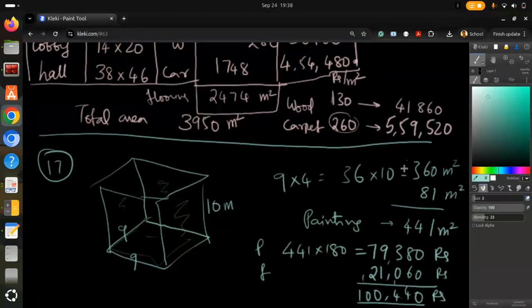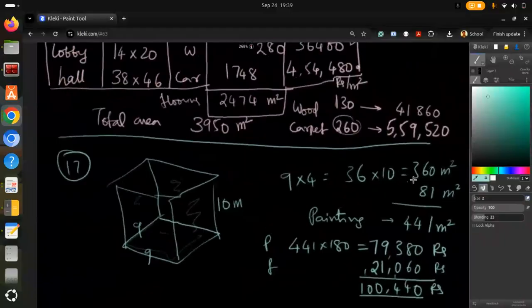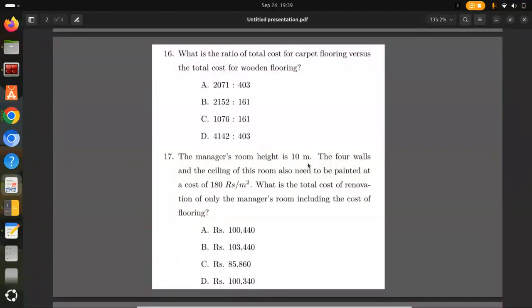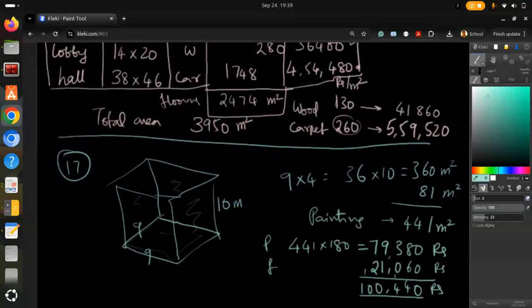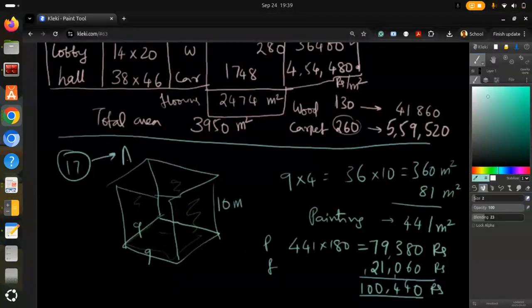So let's see whether this answer is matching somewhere in the choices. Yes, so option D is matching. No, sorry, not option D. Option A is matching. Okay, so 100,440. So option A is matching. So answer 17 is option A. So far, so good. Let's continue.